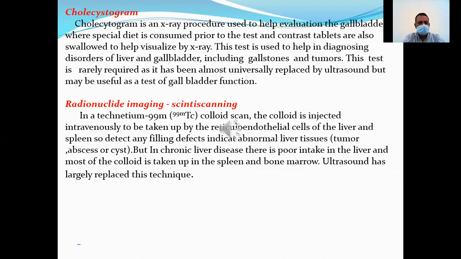This material is taken up by normal hepatocytes, but not by a cyst, tumor or abscess, leading to a filling defect. This filling defect can give an idea about the underlying disease. But in chronic liver disease it is poorly used or not used, because the ability of the hepatocytes to take it up is poor. Also, it is rarely used because it has been replaced by newer tests, for example ultrasound.